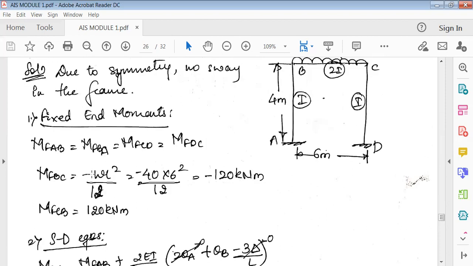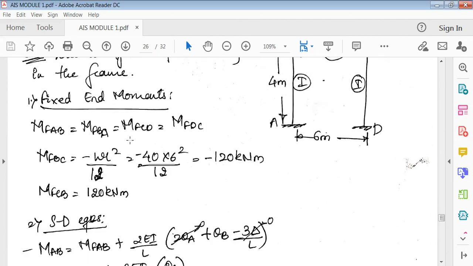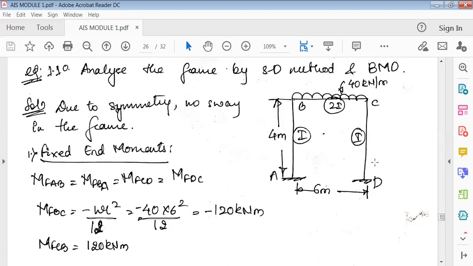In the slope deflection equation, as usual again, MFAB is equal to... Now see here, again in this problem, you'll know how many unknowns are there. Theta A is fixed, so rotation is 0. Theta D is also fixed, so rotation is 0. That is, theta A is 0, theta D is 0. What exists here is B and C. So theta B also exists, theta C also exists, because they are intermediate joints.